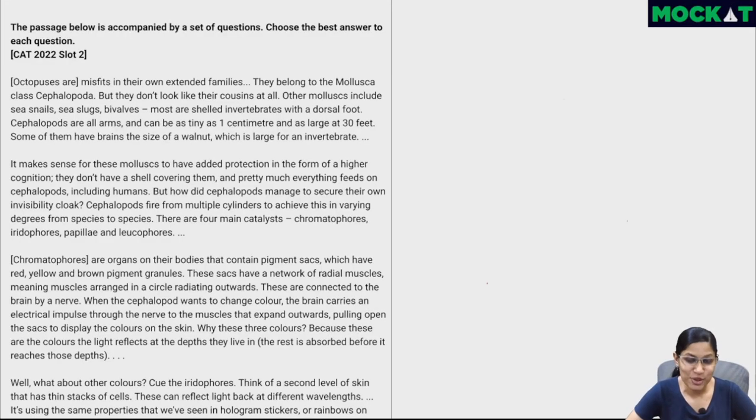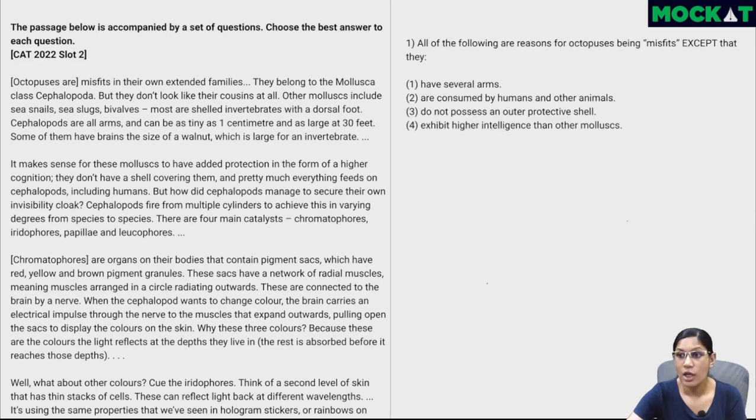This is a CAT 22 slot 2 RC, which is from the scientific, specifically the biology genre. Let's look at the questions first. All of the following are reasons for octopuses being misfits, except. That means 3 of these are given as reasons as to why octopuses are misfits. Whichever is not mentioned in the passage would be the right answer.